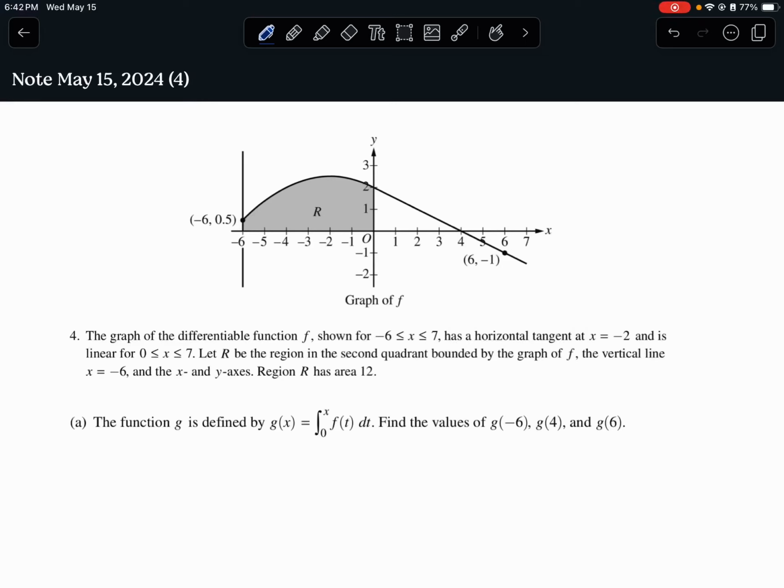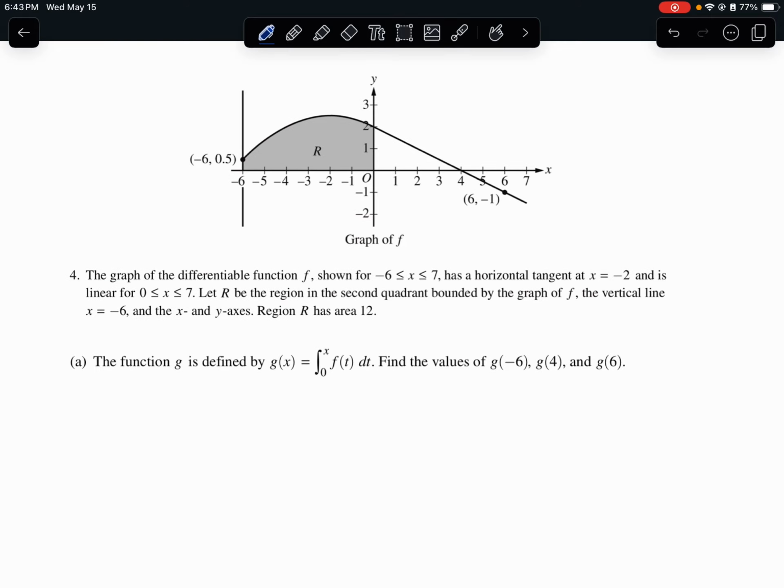Okay, so this is going to be the fourth question of the 2024 AP Calc AB and BC free response questions. Alright, so we have a graph here. The graph of the differentiable function f shown for negative 6 to 7 has a horizontal tangent at x equals negative 2. Yep, kind of see that there. And it is linear for 0 to 7. So 0 to 7, this is a linear function.